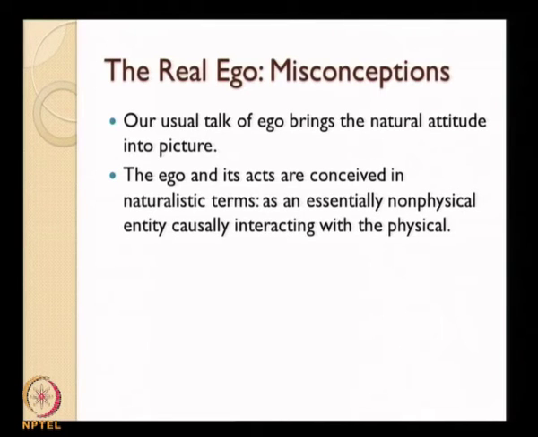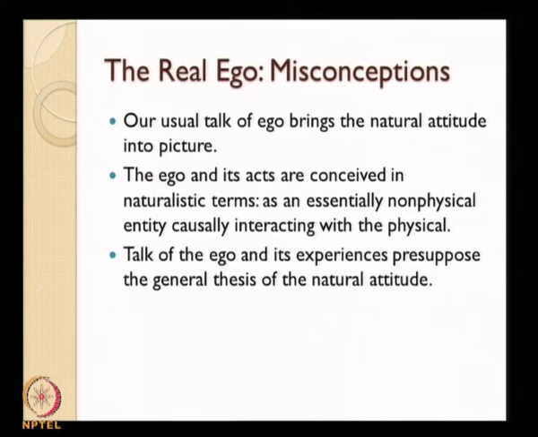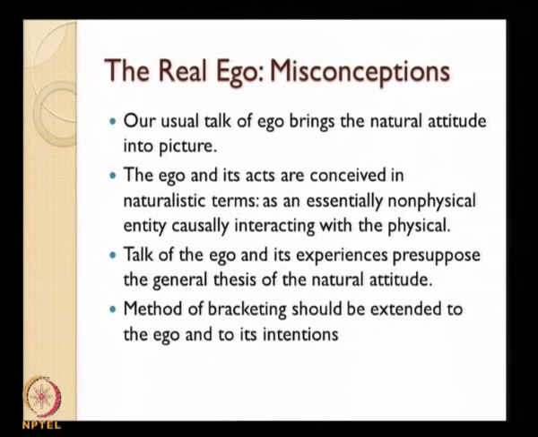The ego and its acts are conceived in naturalistic terms, as an essentially non-physical entity causally interacting with the physical world. So, when I am a little concerned about myself and thinking about who am I, the mind, I would normally say that I have a mind, or my mind. When all these statements are made, I am conceiving myself as a non-physical entity that is causally interacting with the physical world in several ways. Talk of the ego and its experiences presupposes the general thesis of the natural attitude, and the method of bracketing should be extended to the ego and to its intentions.